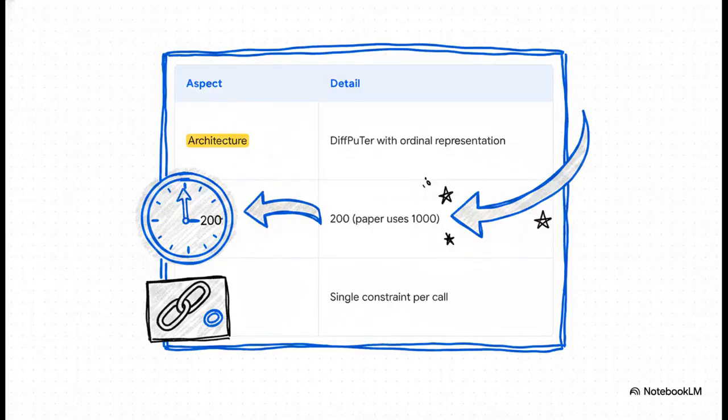Okay, so if you take a look at the architecture, you'll see it's based on something called diffputer, which is a diffusion model for tabular data. But honestly, that's not the most interesting part for what we're doing today. What you really need to focus on are two specific details here. First, see that? The training epochs are set to just 200. And second, it can only handle a single constraint per call. Now, keep those 2 points locked in your mind. They are absolutely crucial for everything we're about to talk about.